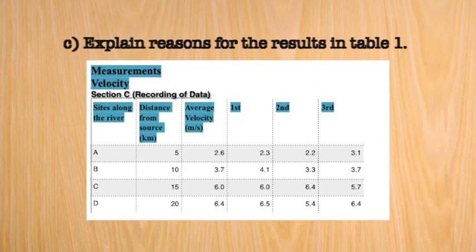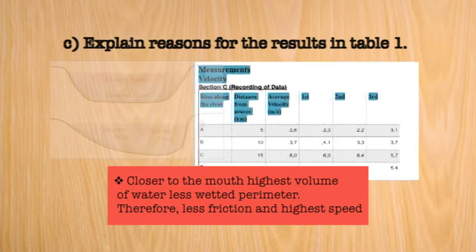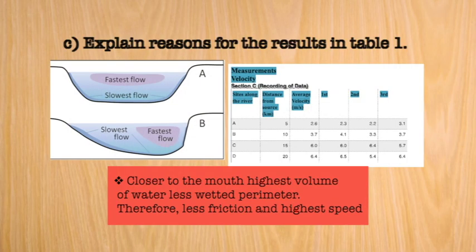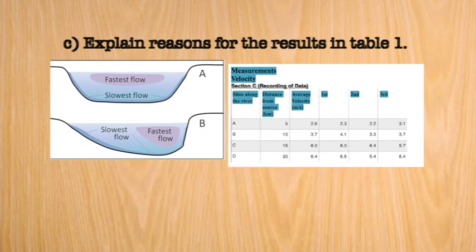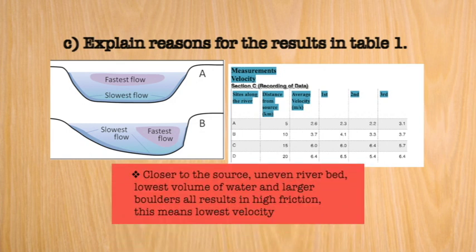Question C. Explain the reason for the result in table 1. Closer to the mouth, highest volume of water, less wetted perimeter, therefore less friction and highest speed. While closer to the source, the uneven riverbed, lowest volume of water, larger boulders, results in higher friction. This means lowest velocity.